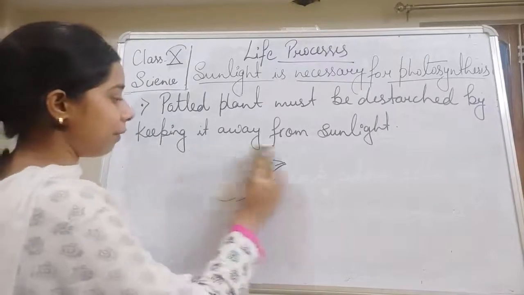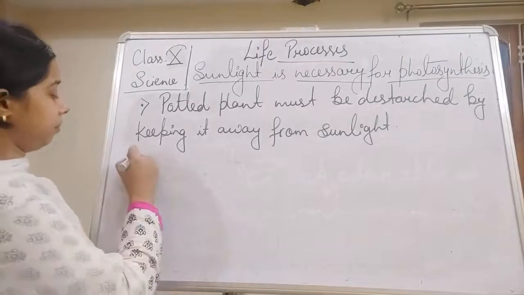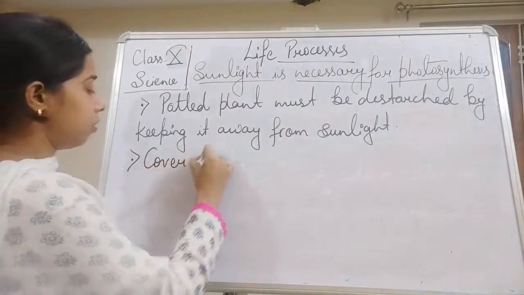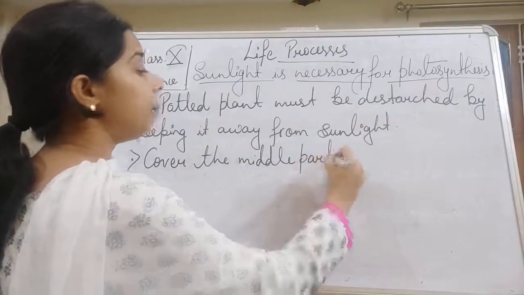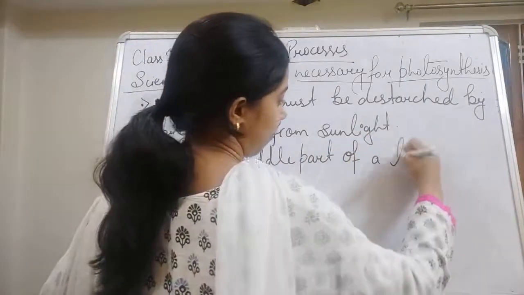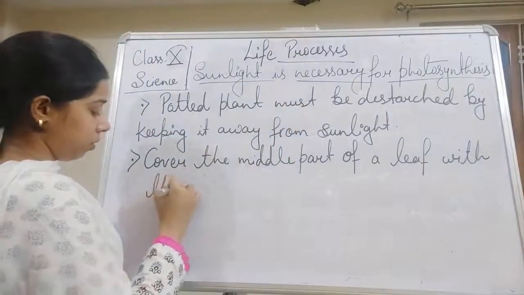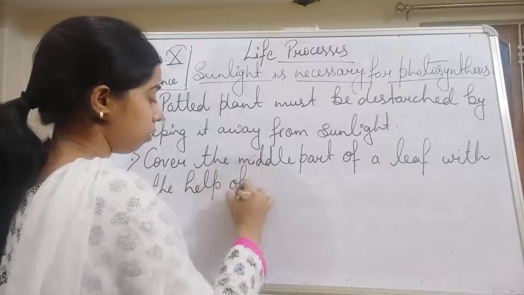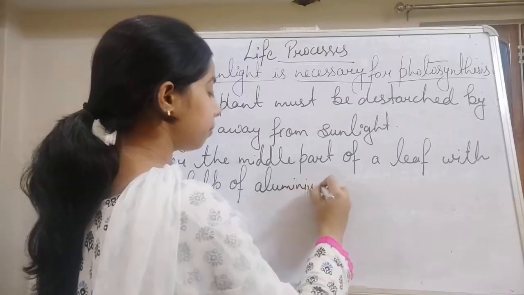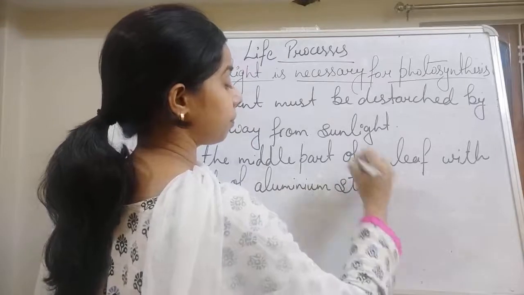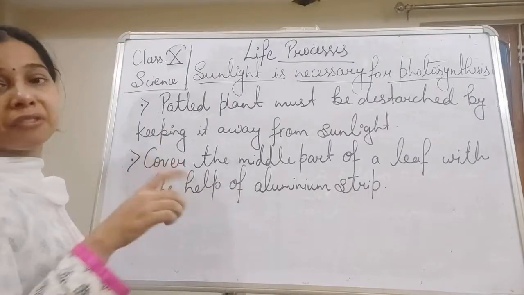So the second point that we are going to write here is: cover the middle part of a leaf with the help of aluminium foil, or aluminium foil strip. Okay, so we have covered the middle portion.